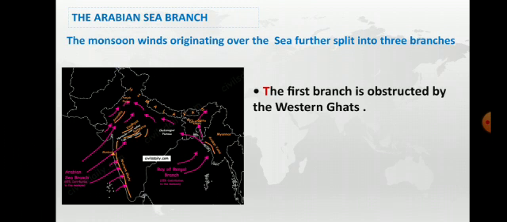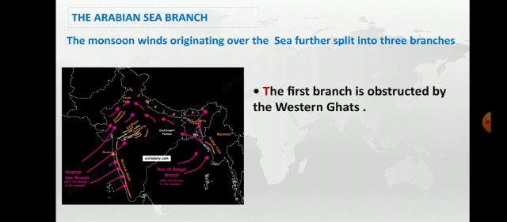These winds go up the slopes of the Western Ghats, become cool and bring heavy rain to the windward side of the Sahyadris and the western coastal plains.